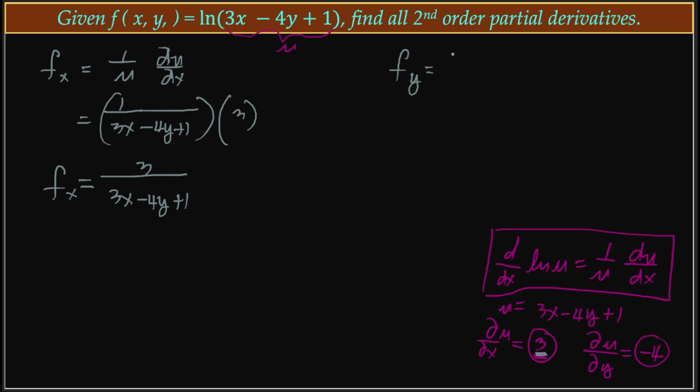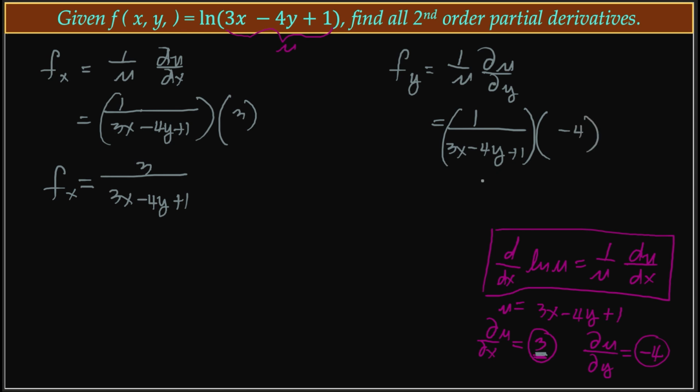F sub y, on the other hand, we'll be using here 1 over u times the partial of u with respect to y. And that is equal to 1 over u, and our u is 3x minus 4y plus 1, times the derivative of our u with respect to y, which is negative 4. Okay, so the answer will be negative 4 all over, multiplying the two factors here, 3x minus 4y plus 1. Okay, so this is the equivalent value of f sub y.